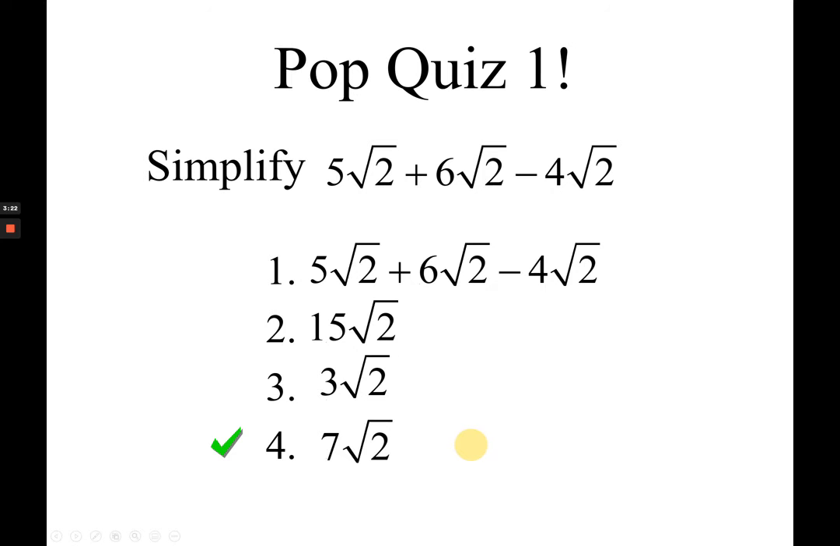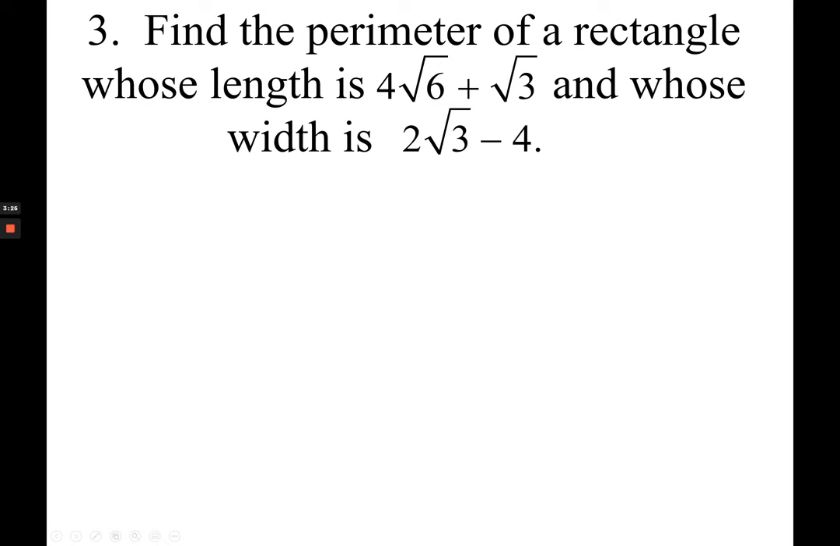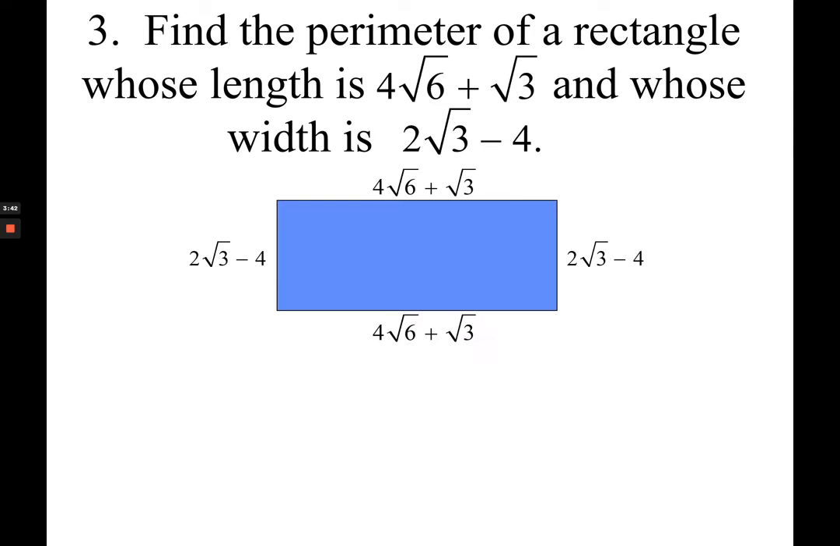Let's have some more examples. Let's have an actual application problem. Find the perimeter of a rectangle whose length is 4 square root of 6 plus square root of 3, which is the longer side, and whose width is 2 square root of 3 minus 4. Here is the illustration of the rectangle. The longer side is 4 times the square root of 6 plus the square root of 3, the same length. Of course, it's a rectangle, and the width has the same length. You have 2 square root of 3 minus 4.